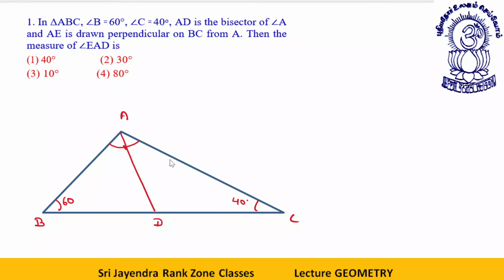AE is drawn perpendicular on BC from A. From here I draw a perpendicular line. This is A and this makes an angle 90 degree. Then the measure of angle EAD, you have to find the angle EAD. Okay, dear students.